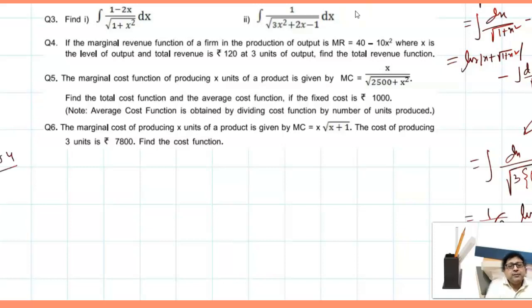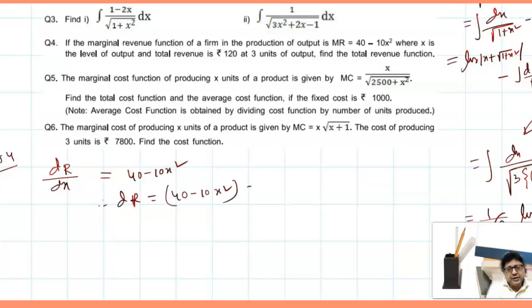In sum number 4, marginal revenue is given and they are asking to find total revenue. This is an ideal sum. In board paper you can expect. So marginal revenue is what? You know, if revenue is R, marginal revenue is dr by dx. So dr by dx is 40 minus 10x square. So dr is going to be equal to 40 minus 10x square dx. Now integrate both sides.